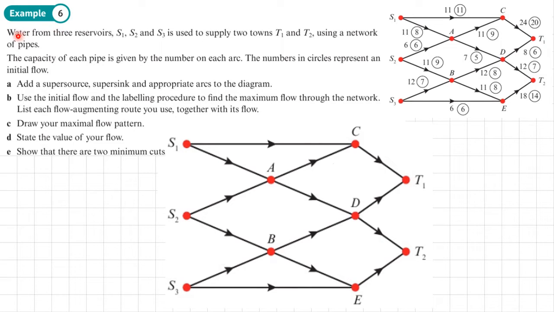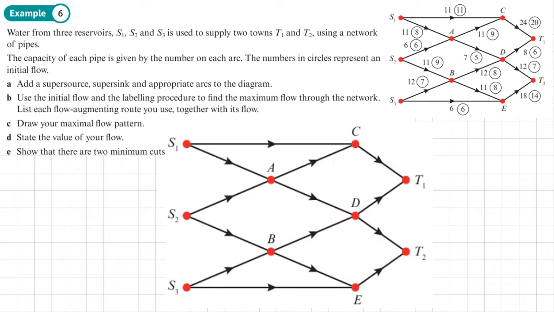Example 6. Water from 3 reservoirs, S1, S2 and S3, is used to supply 2 towns, T1 and T2, using a network of pipes. The capacity of each pipe is given by the number on each arc. The numbers in the circles represent an initial flow. So the capacity and initial flow is given here. I've got a blank diagram here which I'm going to be using. Part A, add a SUPERSOURCE and SUPERSINK and appropriate arcs to the diagrams.